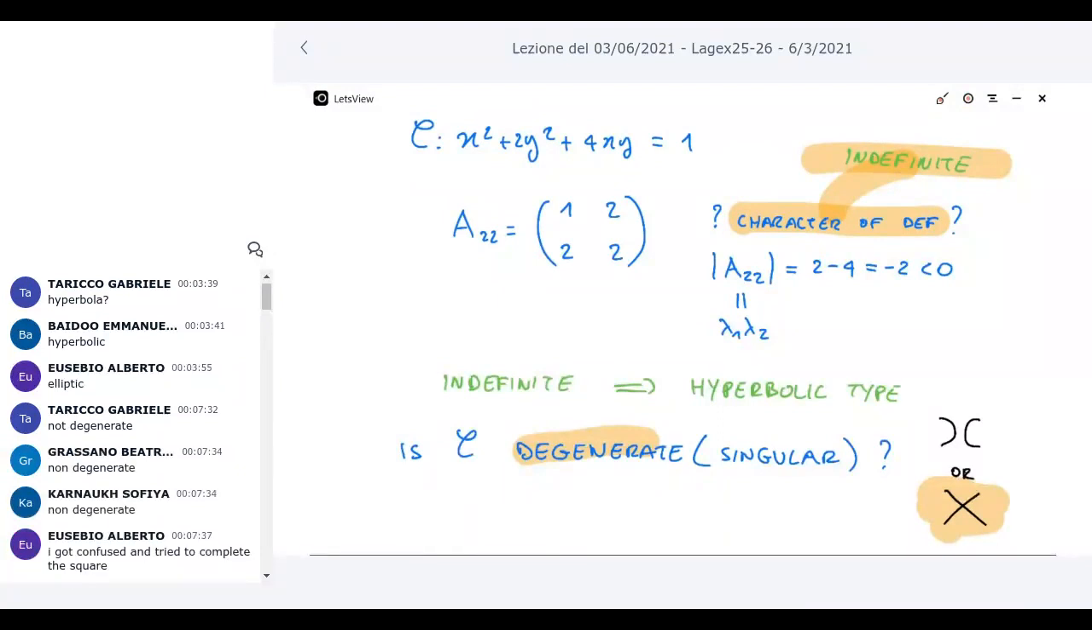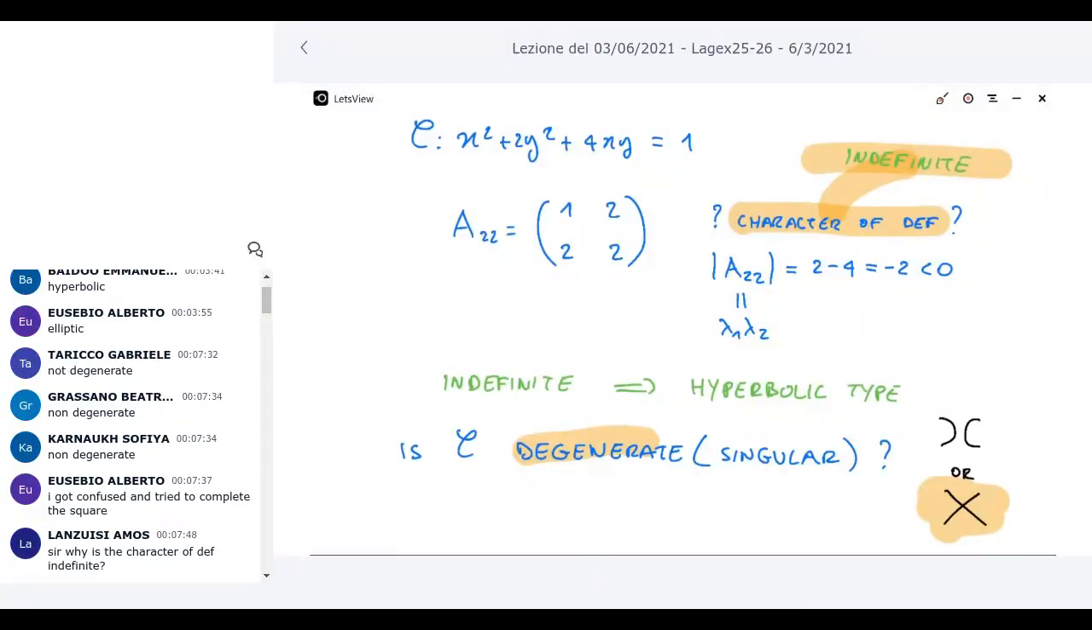Okay, so looks like most of you say non-degenerate. Okay. Alberto, Eusebio, okay, so there was no special argument. So probably you made it more difficult than it actually is by completing the square. I see.